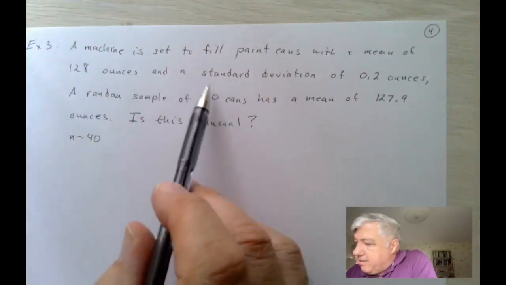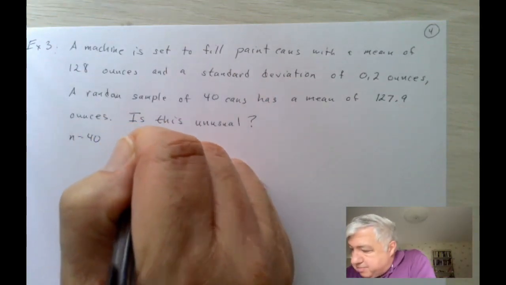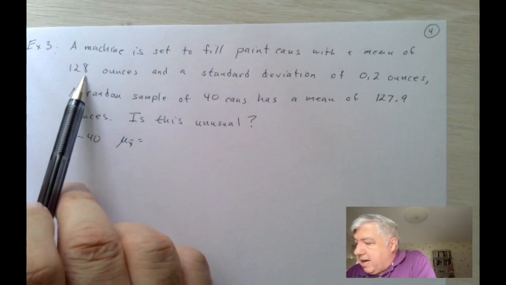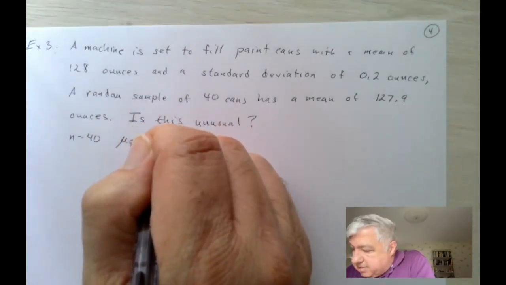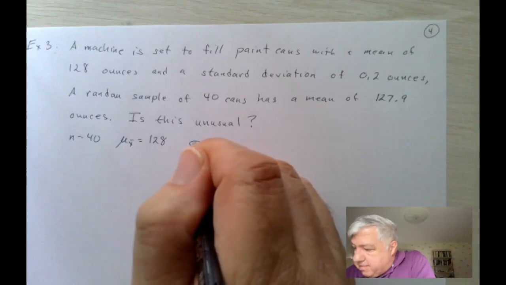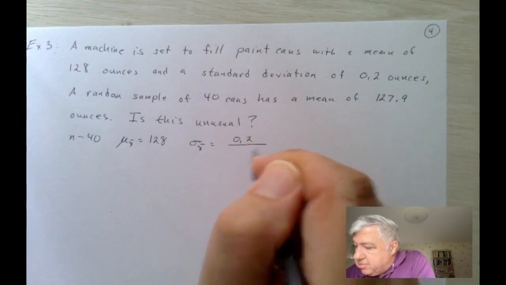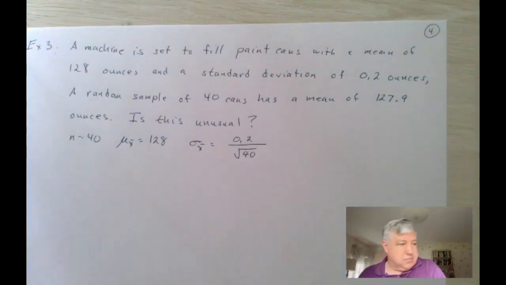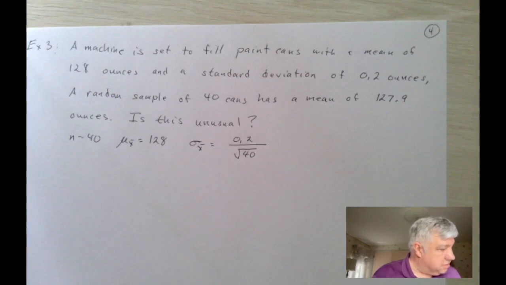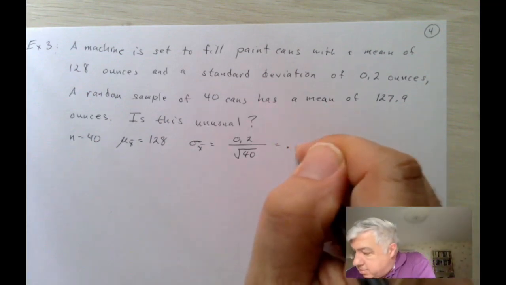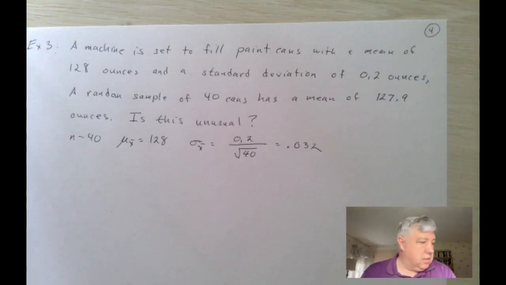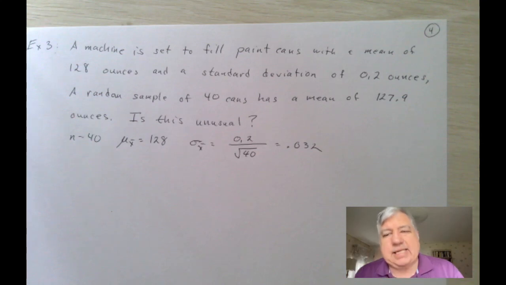Our mean, μ X bar, should be the mean of the original population, which is 128. So this is 128, and sigma X bar would be 0.2 divided by the square root of 40. Okay. So that turns out to be 0.032. All right. Now, before we go, how do we do this? Now, they don't ask us to find the probability that X bar is in a certain range. What they're asking is, is this unusual?